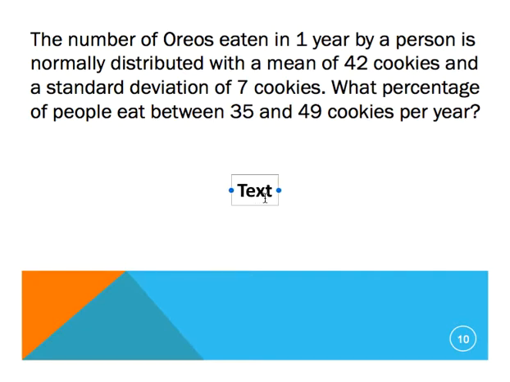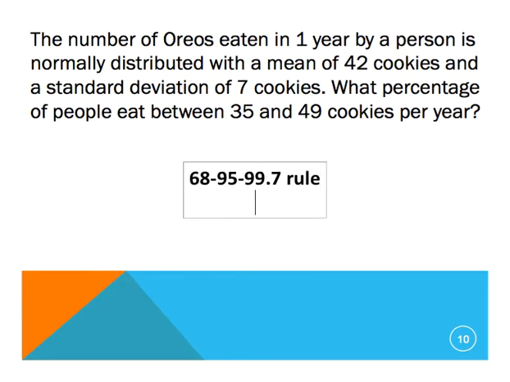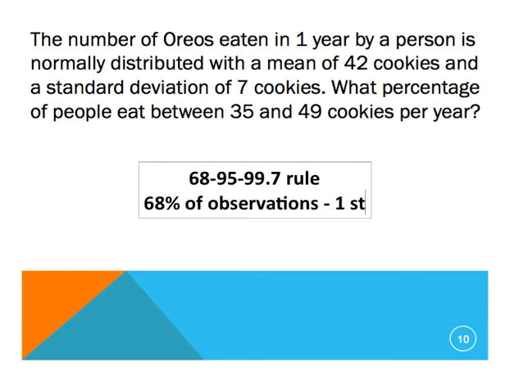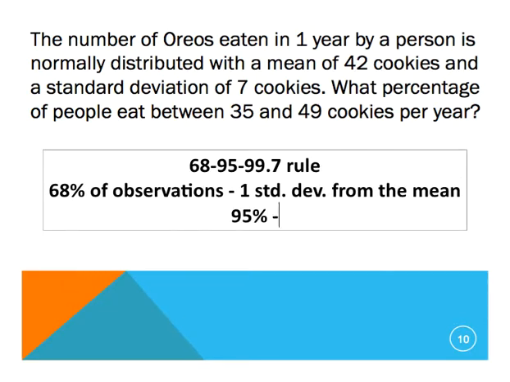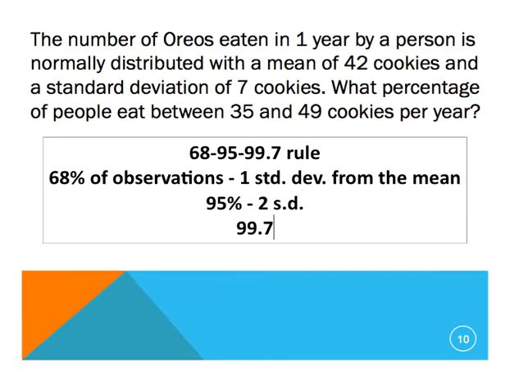So there's actually a rule that we have to remember in order to solve this problem, and that's the 68, 95, 99.7 rule. And if it's been a little while since you've looked at this and it's a little bit fuzzy, just go back and take a look at some of the lecture notes that you have from that. But the basic idea is that 68% of observations are within 1 standard deviation from the mean, and 95% are within 2 standard deviations, and 99.7% are within 3 standard deviations.